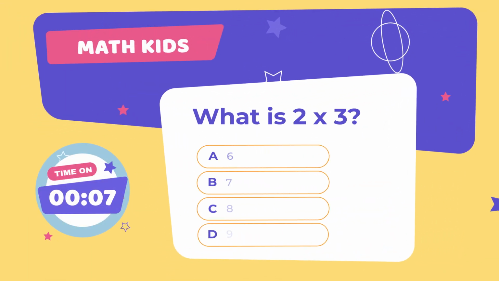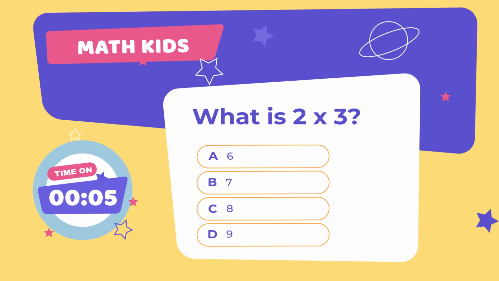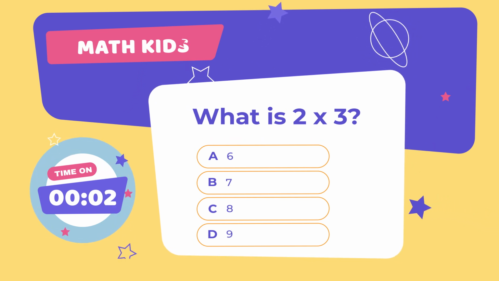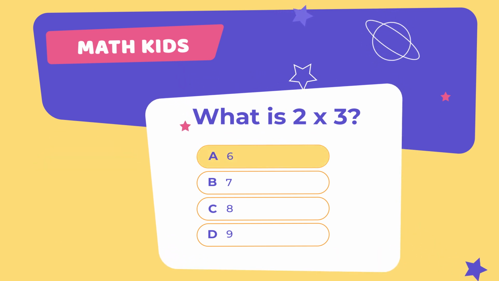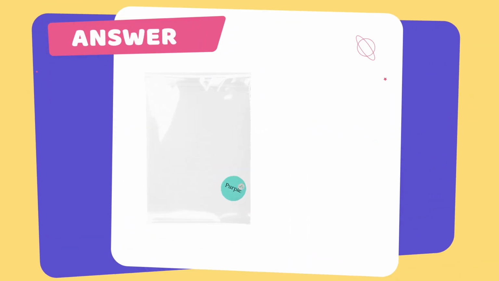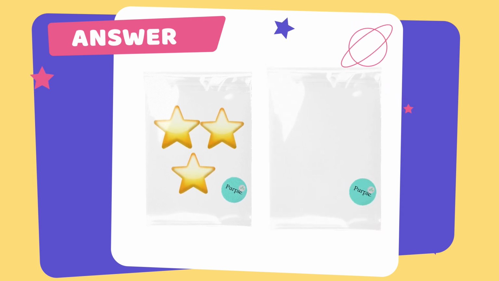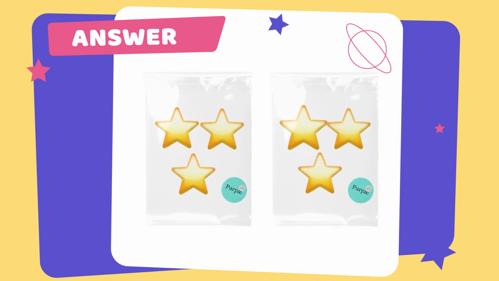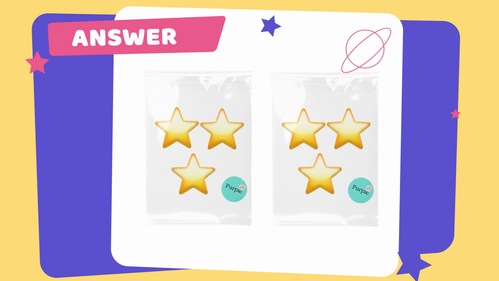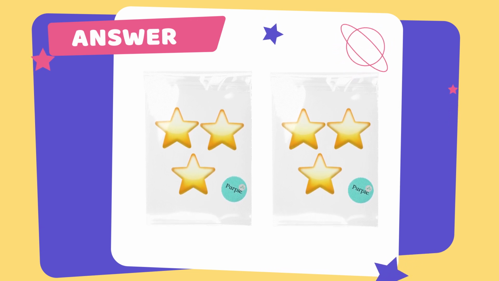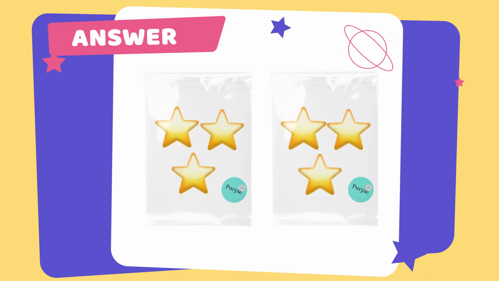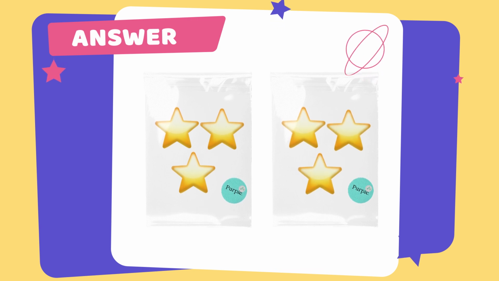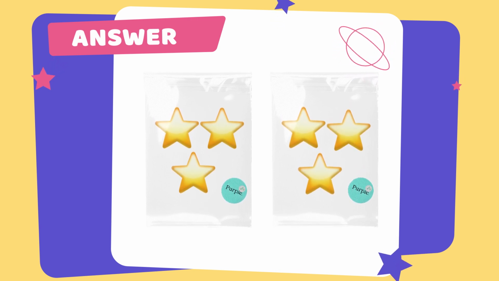What is 2 times 3? You're right. Your answer is correct. Imagine you have 2 plastic bags, and each bag contains 3 stars. If you count all the stars in both bags, you will have 6 stars in total. Let's count together. 1, 2, 3, 4, 5, 6. So, 2 times 3 equals 6.